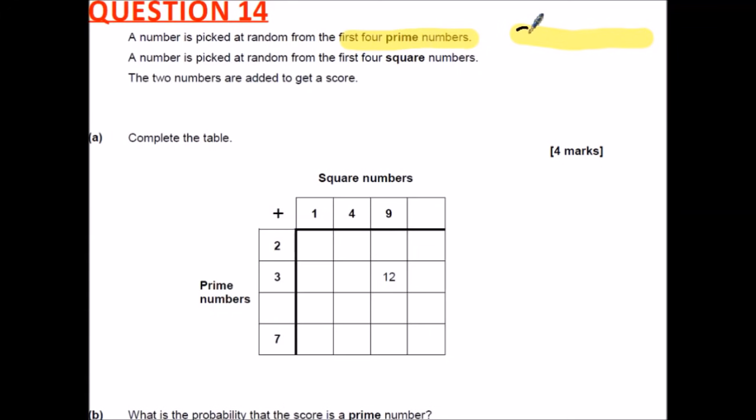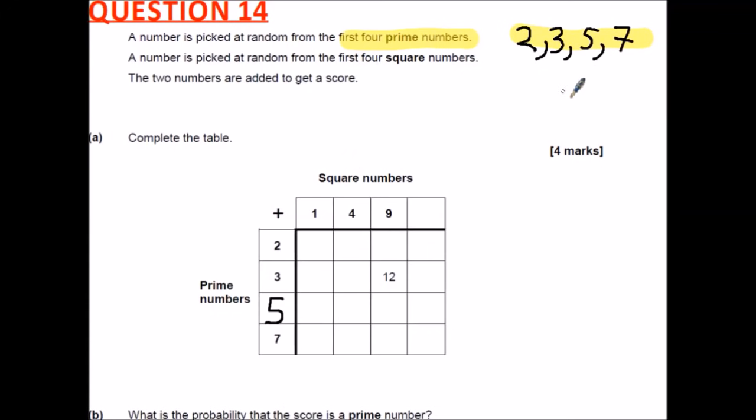The first prime number's 2. Second one's 3. The third one's 5. And the fourth one's 7. A prime number is a number that can only be divided by 2 different things. So 4 wouldn't be a prime number because 4 could be divided by 1, 2 and 4. And so we need to fill in 5 here.